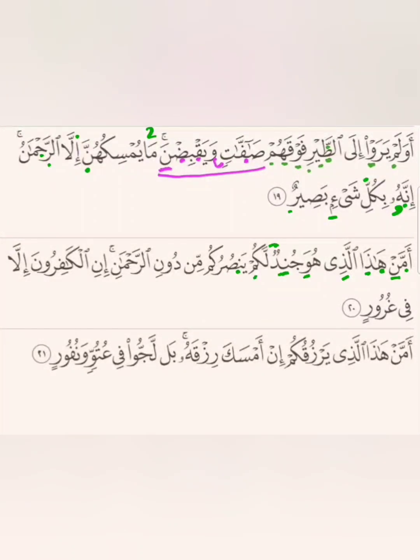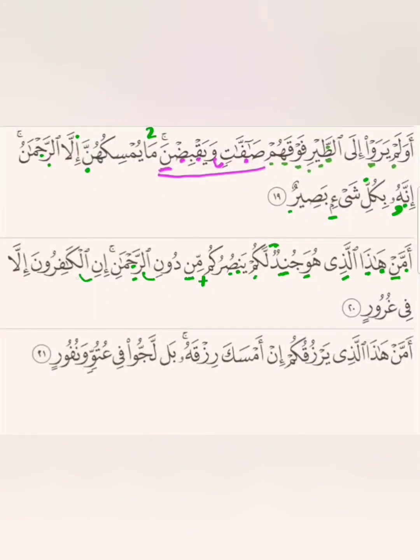ينصركم. Another إخفاء. صاد. Another صاد. ينصركم من دون الرحمن. Now, meme sakin is coming and then a meme shadda. So what will you do? You will say it with one strong meme. هو جند لكم ينصركم من دون الرحمن. Another إخفاء here. من دون الرحمن. Ra is going to be heavy and Ha is going to come from the middle of your throat. إن الكافرون إلا في غرور.